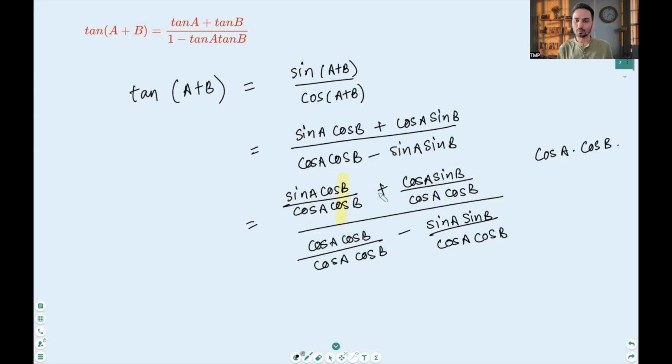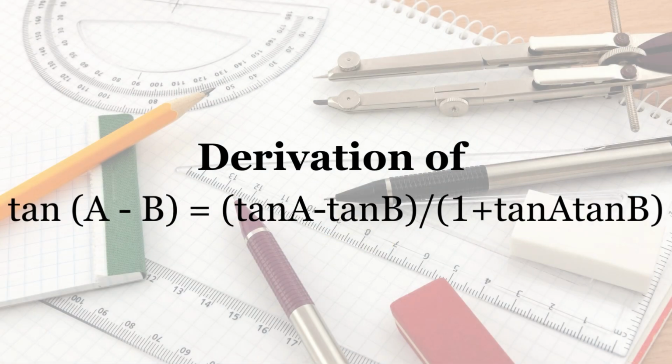So here we can cancel out cos B, here we can cancel out cos A, here we can cancel out cos A and cos B both. So we are left with sine A over cos A, which is tan A, plus sine B over cos B, which is tan B, divided by 1 minus sine A over cos A, which is tan A, times sine B over cos B, which is tan B. And that gives you the formula for tan A plus B.